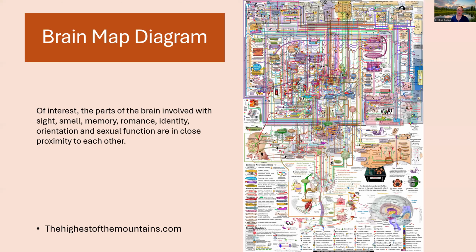This map comes from a website down below. And I like it because it shows a lot of these complex relationships. This is not a complete map, and it probably needs to be updated at some point. But again, this is representing the frontal lobe, the occipital lobe, and these relationships. The ones that we are interested in, where we look at sight, smell, romance, identity, sexual function, expression, are actually in close proximity to each other, which makes a lot of sense. We would expect that gender identity and sexual orientation are related to each other. They're interrelated. They're not the same, but they are related.